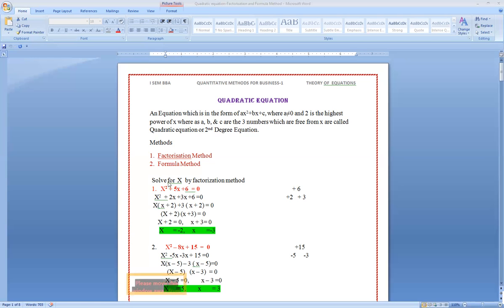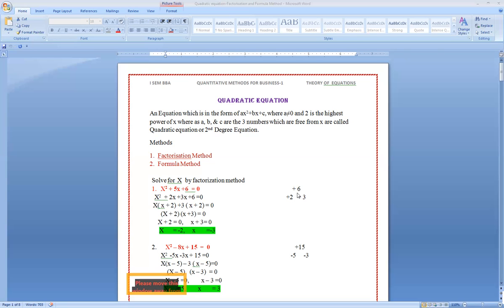First we have to multiply the values of 1 and 6. That is 1 into 6 is 6, both plus. So we need to find two numbers which, when we multiply, become 6, and when we add or subtract, equal the value of b, that is 5.